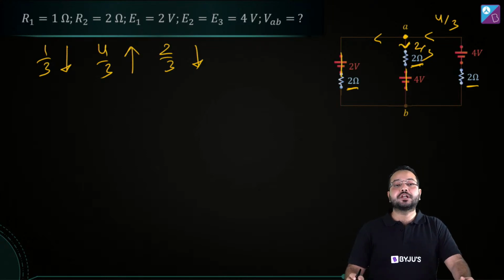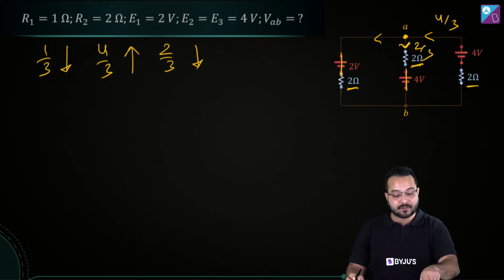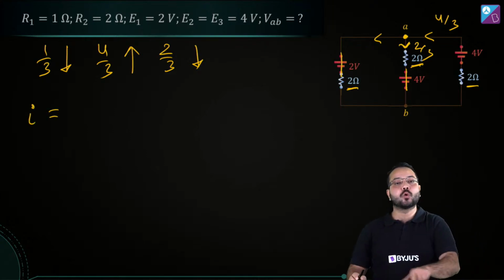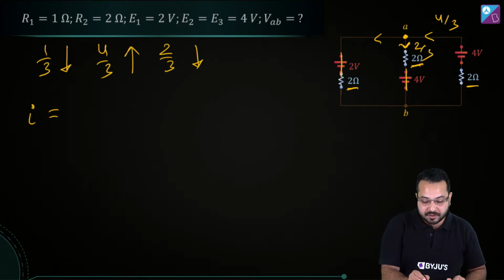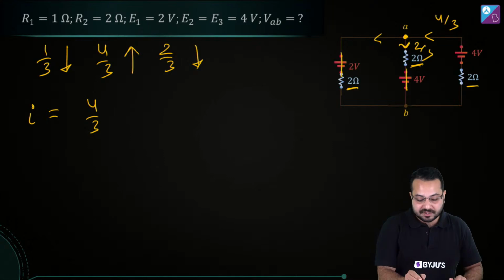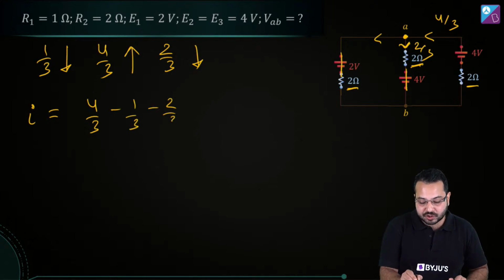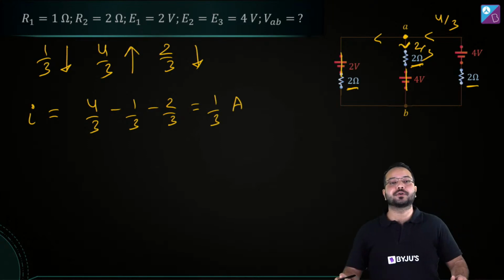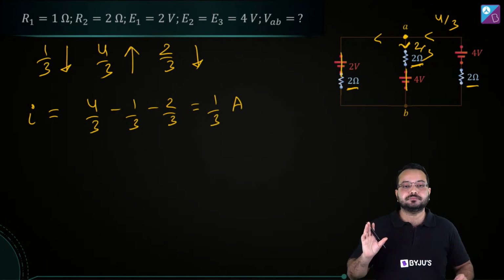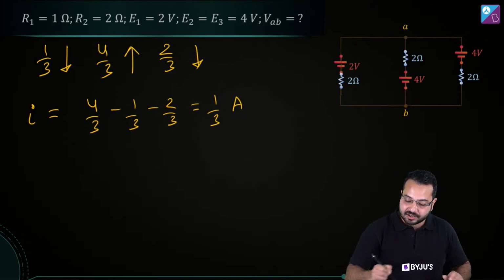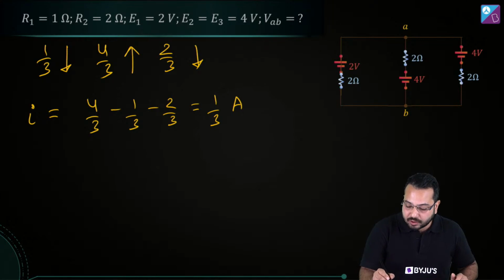Now what do we need to do? We need to take the algebraic sum, which means we have to take care of the direction of current as well. So the net current due to all the 3 batteries is going to be 4 by 3. Upward current I am taking as positive. So 4 by 3, then minus 1 by 3 and minus 2 by 3. What is this going to give me? This is going to give me 1 by 3 ampere. Is that correct? Alright, so what is the net result? The net result is that the current over here is 1 by 3 ampere.